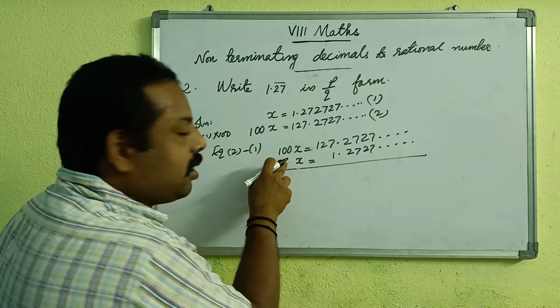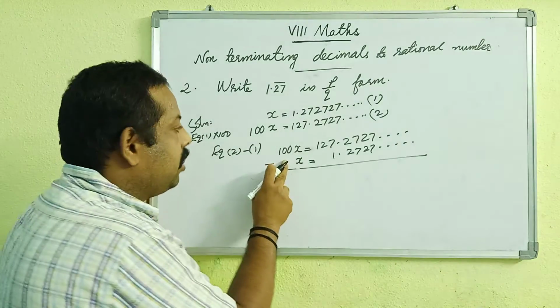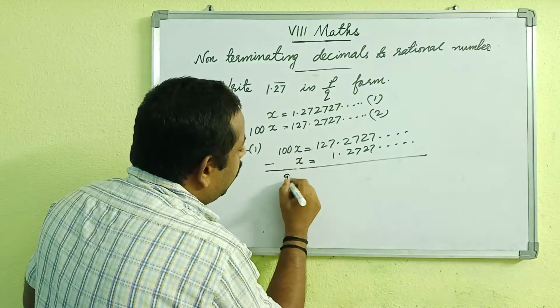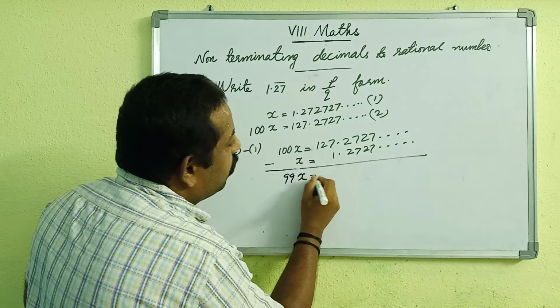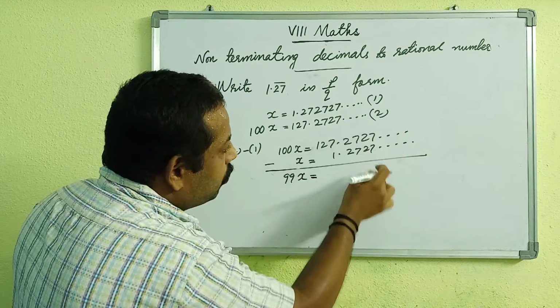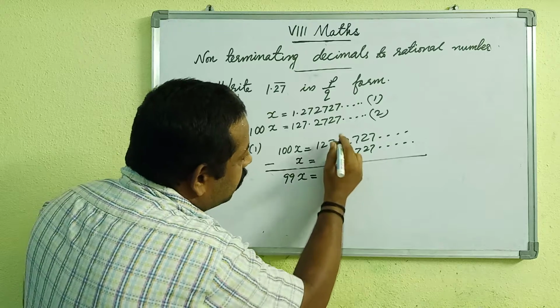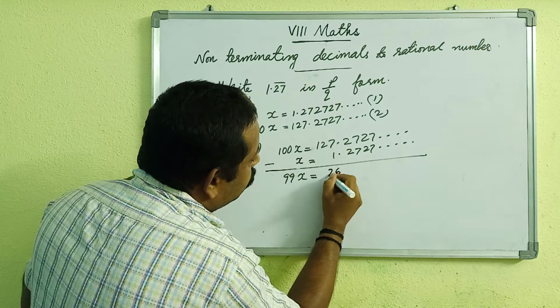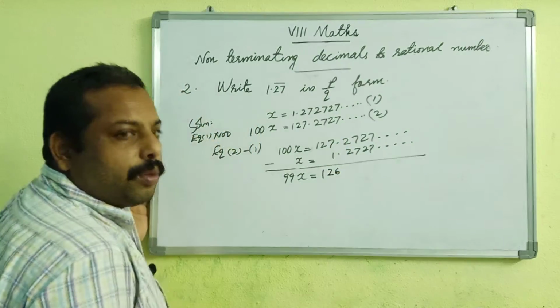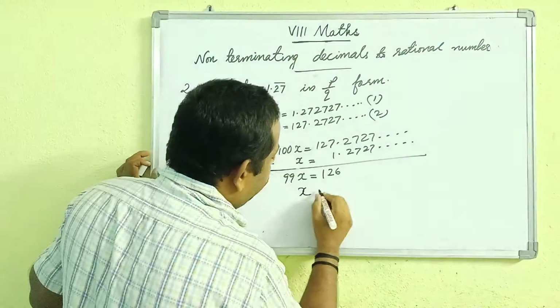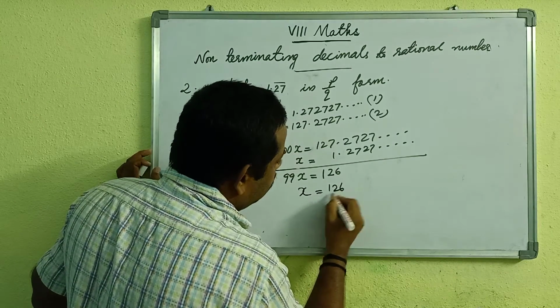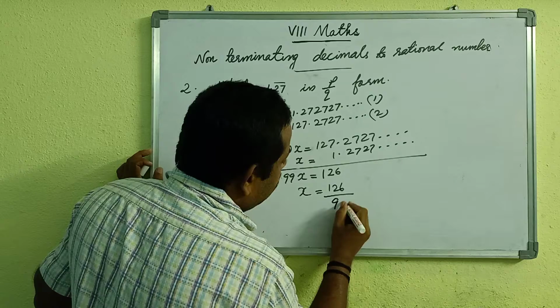100 minus 1. There is no number here, but it does not mean that it is 0 here. It is 1. 100 minus 1, 99x is equal to 7 minus 7, 0, 0, 0, 0, point. 7 minus 1, 6, 2, 1: 126. So what is the value of x? 126 divided by 99.